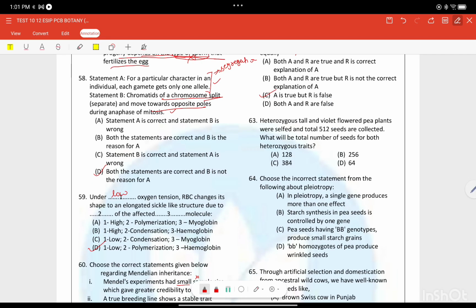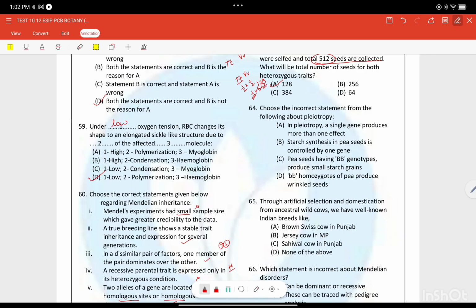Heterozygous tall and violet flowered pea plant was self and total 512 seeds are collected. What will be the number of seeds for both heterozygous trait? So heterozygous tall and violet. That is the condition. They are self. Total number of seeds are this. If we consider the heterozygous progeny, so capital T, small t, capital B, small b. This would be 1 by 2 and this would be 1 by 2. Answer is 1 by 4. 1 by 4 of 512. That is 128. Answer is A.